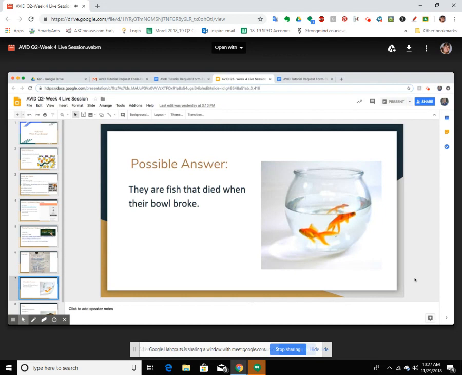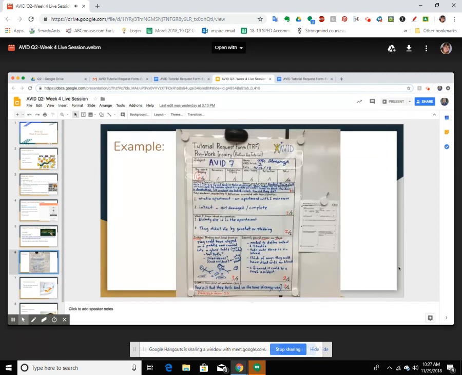The person that came up with this said the answer was that they were fish that died when their bowl broke. So we all assumed reading the question that they were people. And the group that did this, they were a bunch of 7th graders. And this is what their TRF looked like together.